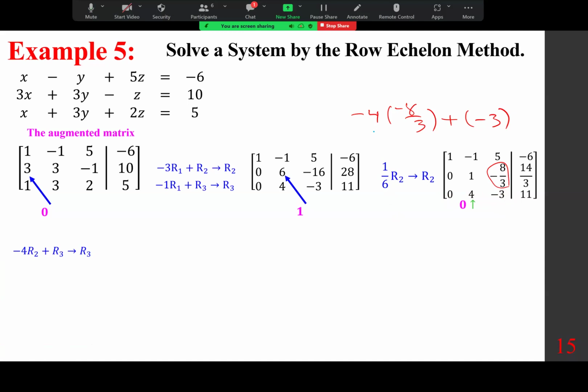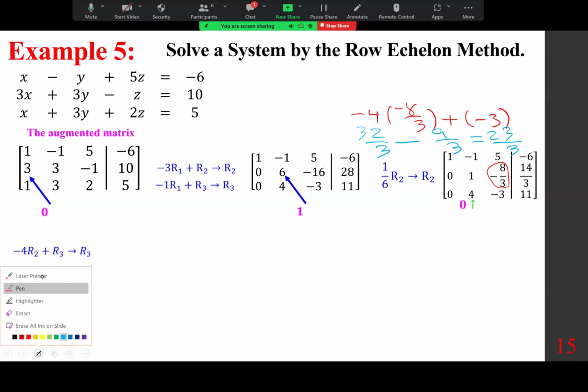So we have 4 times 8, 32, divided by 3, minus 3 is 9/3, because we want to take a common denominator. So 32 minus 9 is 23/3. So this entry, everybody, again, this doesn't change, this doesn't change, this is 0, this changes to 0, and this changes to 23/3.